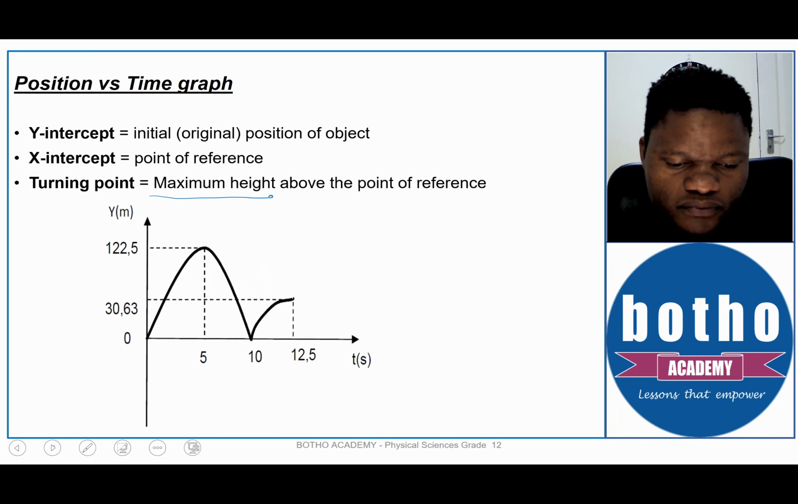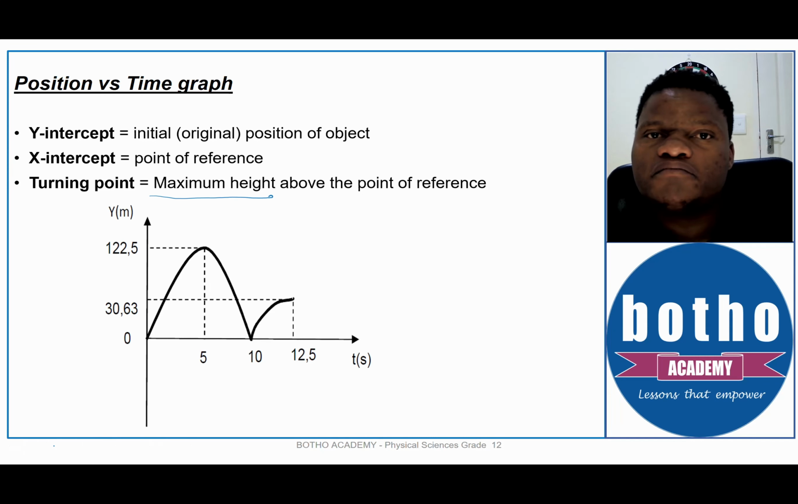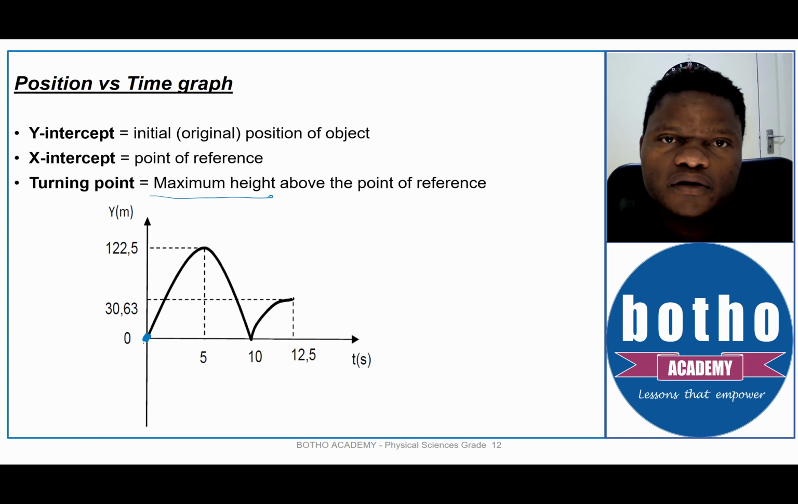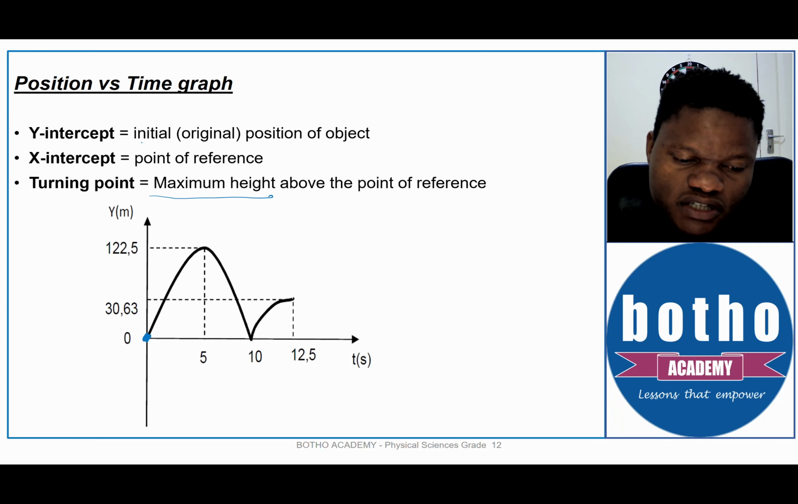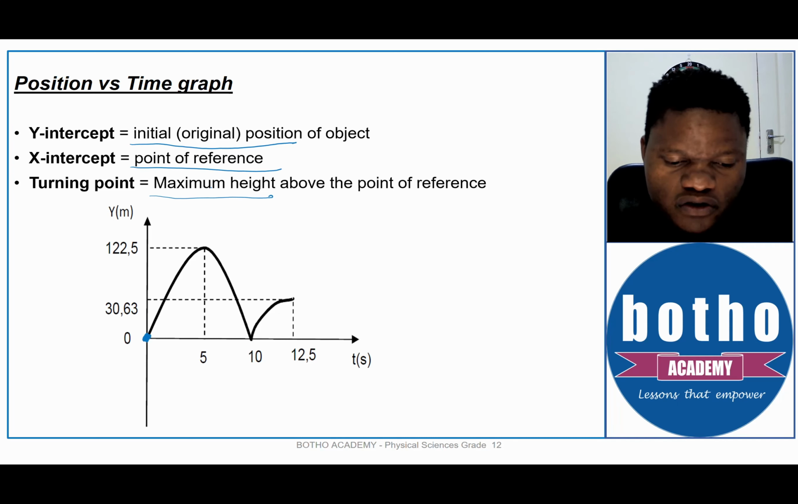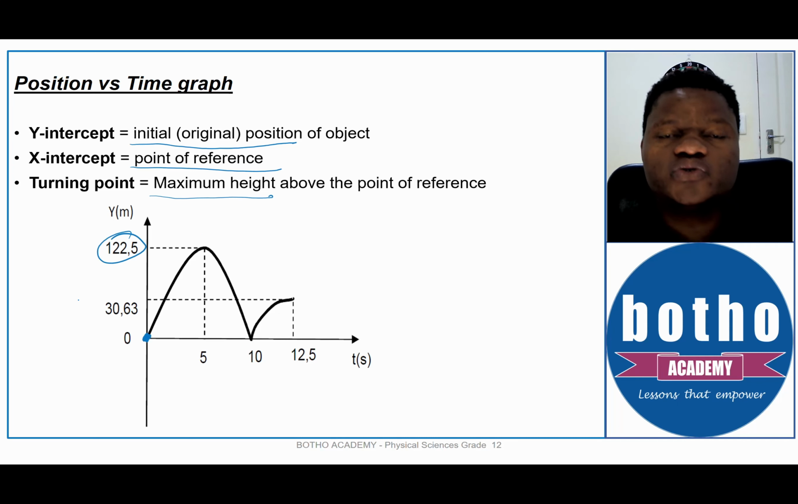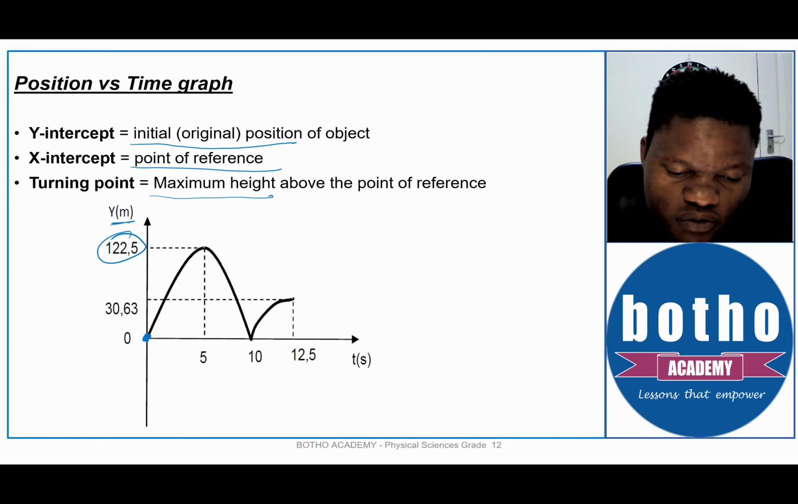All right, now here's an example of a position versus time graph. Obviously, as you can see, our y-intercept is at the origin, which means the initial position of the object is the same as the point of reference. The object is starting from the ground, assuming that this is the case. Then the object will go up and it will reach a maximum height of 122.5 meters, because that's the measurement there. That's why we see our turning point. There's the turning point of the graph.